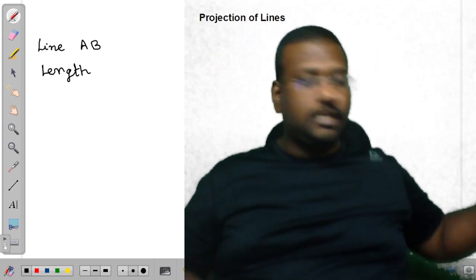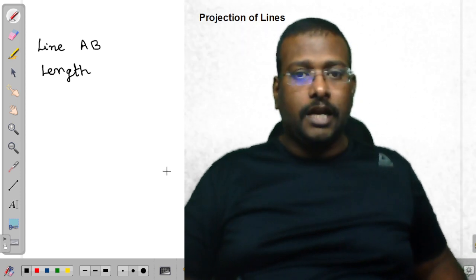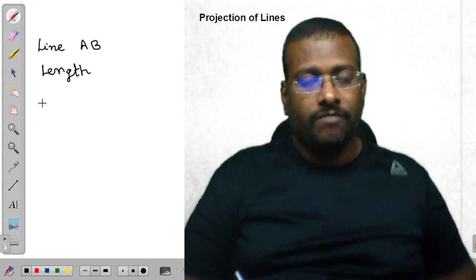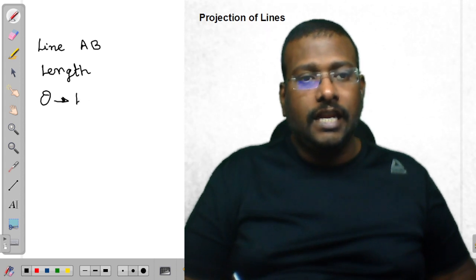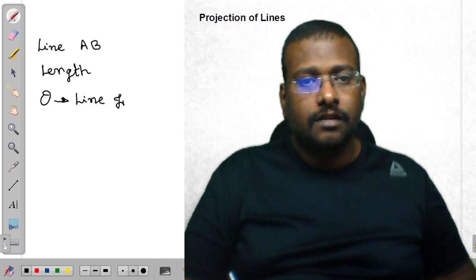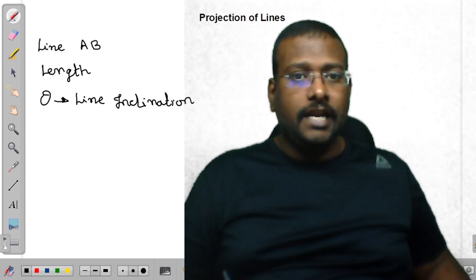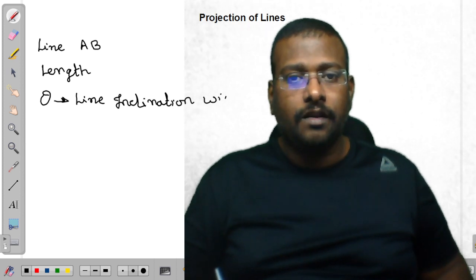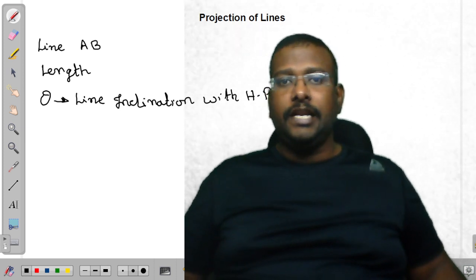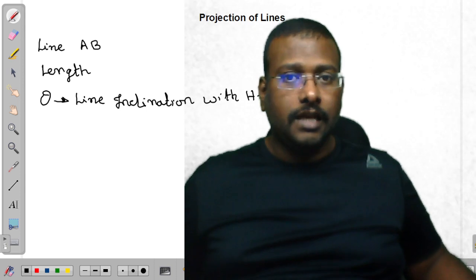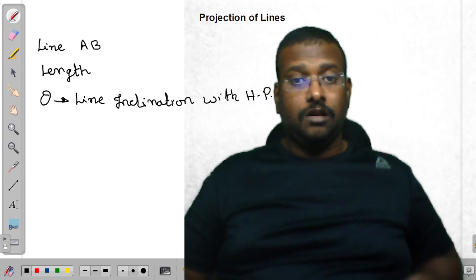The notation used for inclination to HP is theta. What is theta here? Theta is the line inclination with HP, the horizontal plane. So theta is the line inclination with HP. Sir, this is okay.